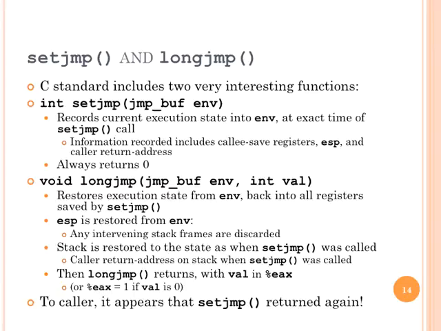So it's really weird. setjmp is a function that you call once, and it looks like it returns once. It can also look like it returns a second time, or a third time, depending on how many times you call longjmp. longjmp is a function that you call, and it never appears to return. Because when you call longjmp, it's like a wormhole. It goes back to where setjmp was called.